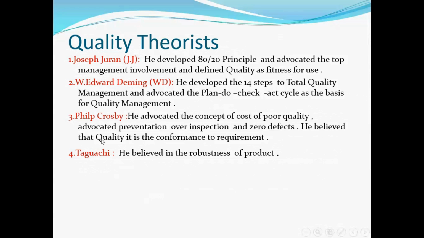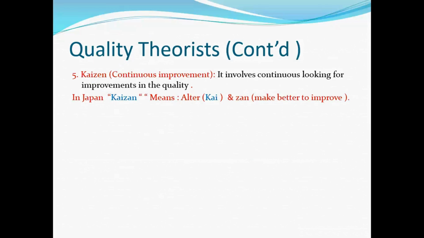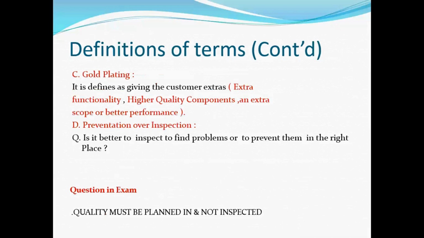Taguchi is another scientist. He believed in the robustness of the product, and that is basically if you take your mobile and throw it from 100 to 200 meters, and if it breaks, then quality has not been achieved. But if it withstands that impact, it means quality has been achieved. Kaizen is also a Japanese concept that looks at continuous improvement. Kai means to alter, and zen means to keep on improving throughout the process.